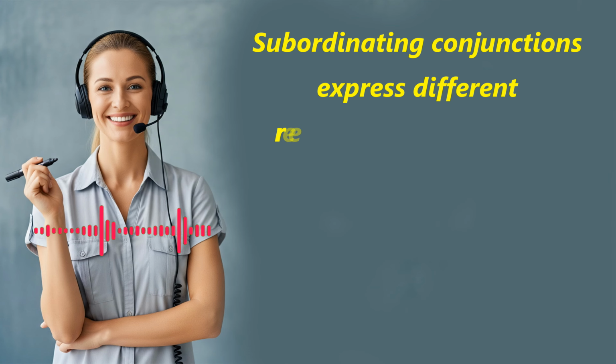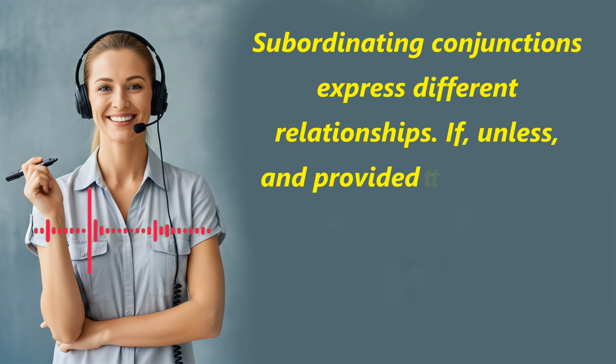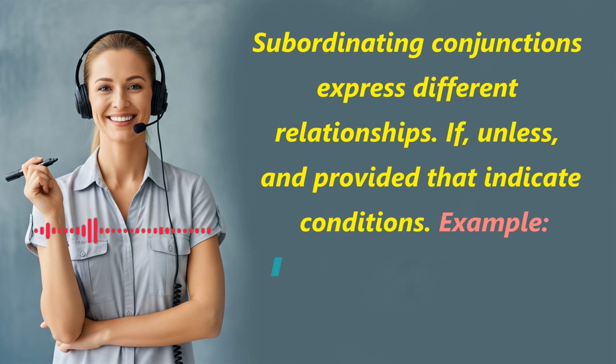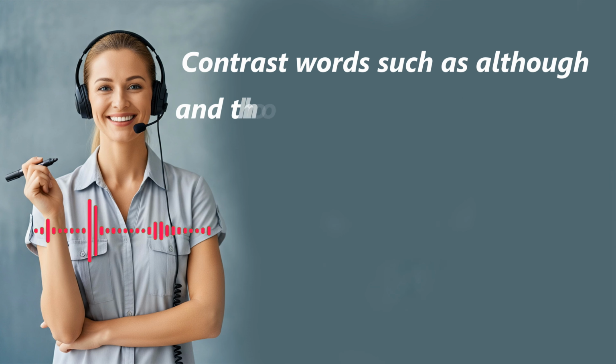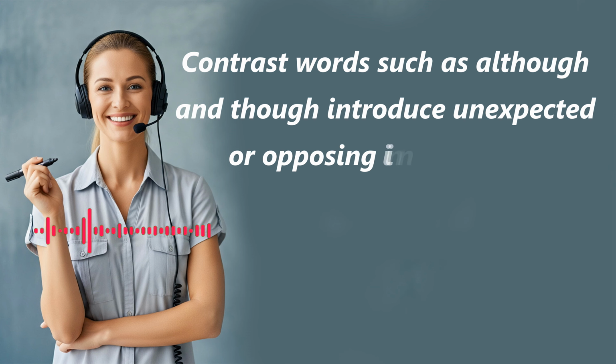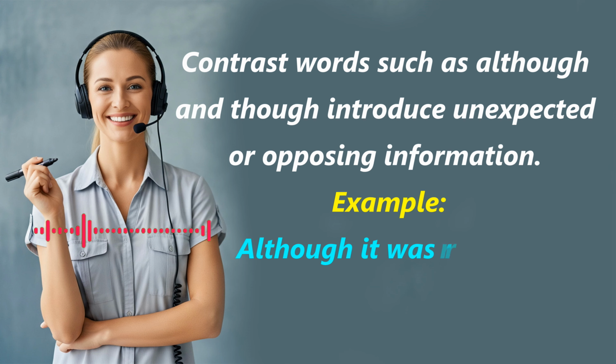Subordinating conjunctions express different relationships. If, unless, and provided that indicate conditions. Example, if it rains, the match will be postponed. Contrast words such as although and though introduce unexpected or opposing information. Example, although it was raining, we went out.